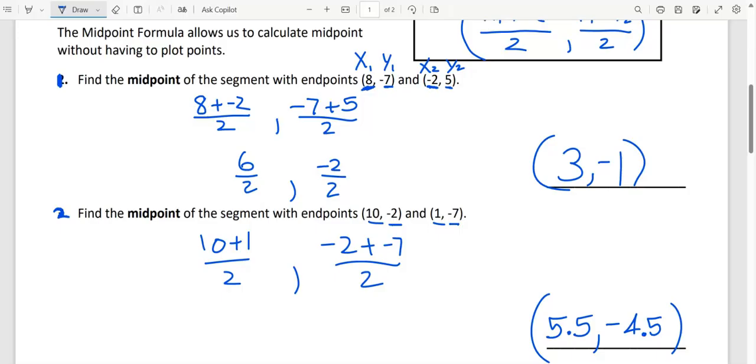So again, do you see how we did this? You're adding x's and dividing by 2. You're adding y's and dividing by 2. This is straightforward for when you have both endpoints, and that's kind of it, okay?